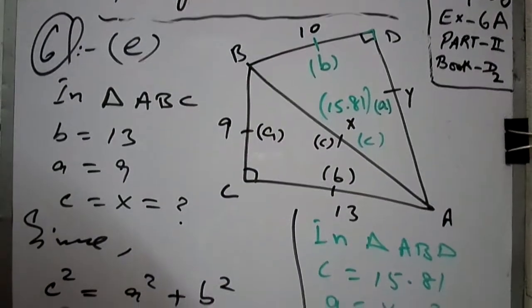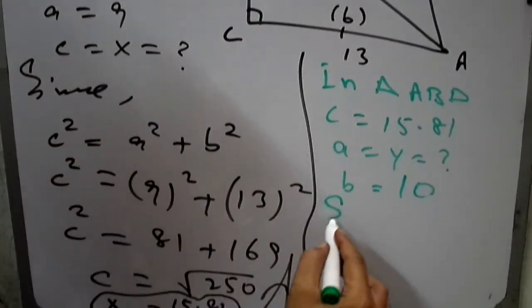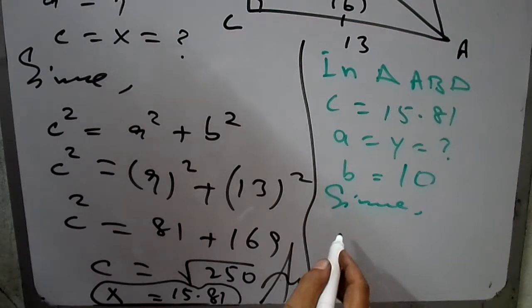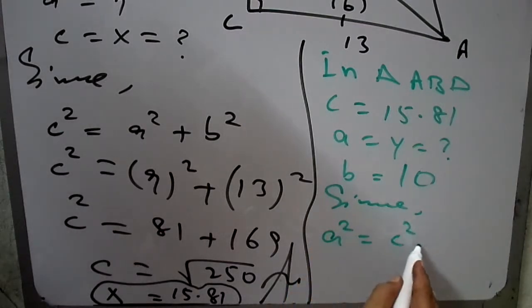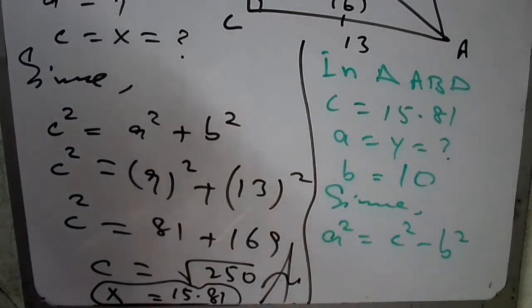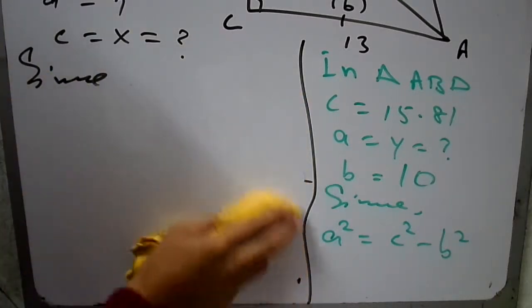So since we have a formula for Pythagoras theorem, that is A square is equal to C square minus B square. So putting the values, we don't have enough space here, so we have to solve it separately.